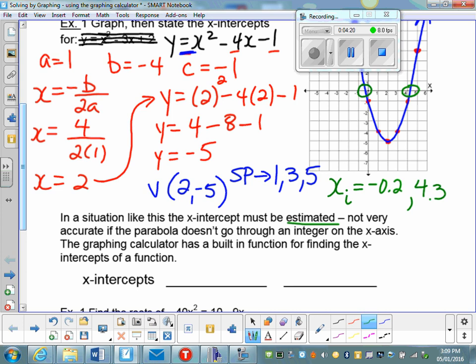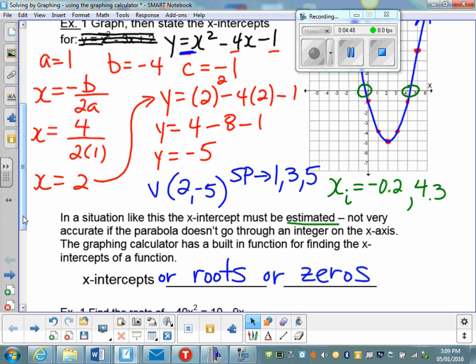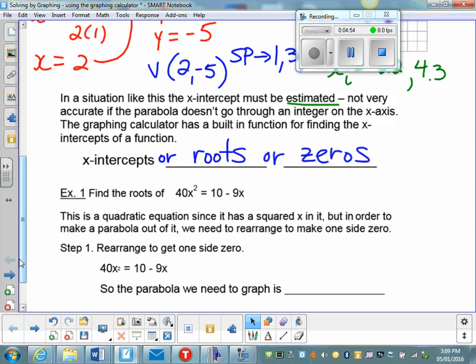The graphing calculator has a built-in function for finding the x-intercepts of a function. So it's going to be much more accurate for us to use the graphing calculator to help find the x-intercepts. One thing I need you to remember too is that we call these the x-intercepts, or they'll also be referred to as the roots of the equation, or they may also be called the zeros of the function. So those three words are all interchangeable when it comes to talking about the x-intercepts.